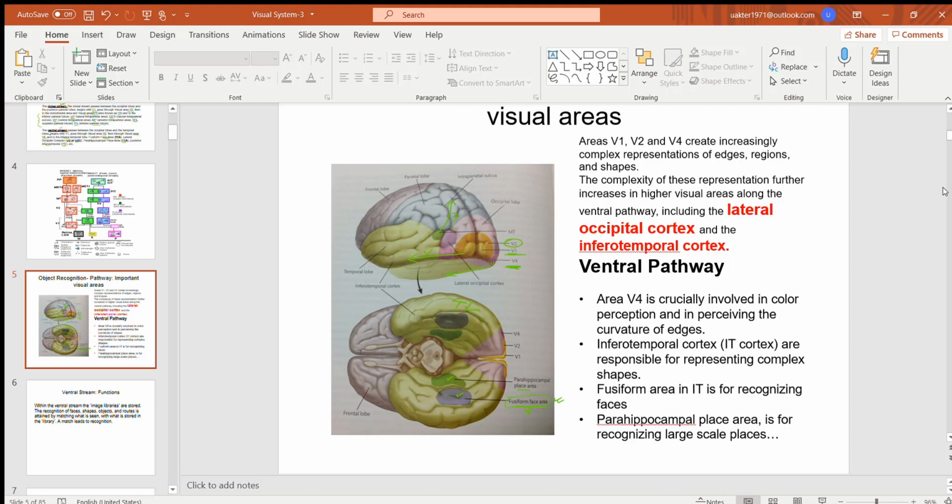However, parahippocampal area neurons are sensitive to landscapes, larger landscapes like a house or a mountain, those kinds of things. So interestingly, two areas are responsible for two types of functions.